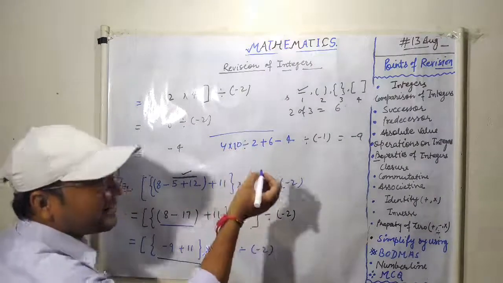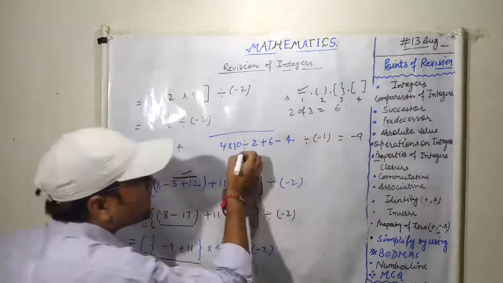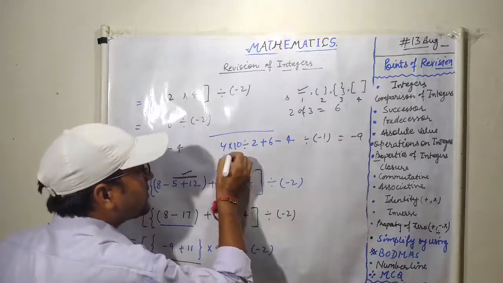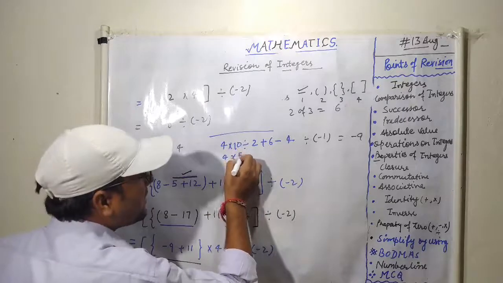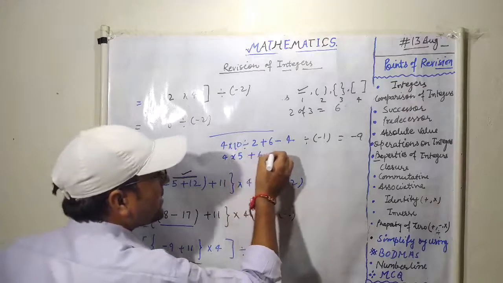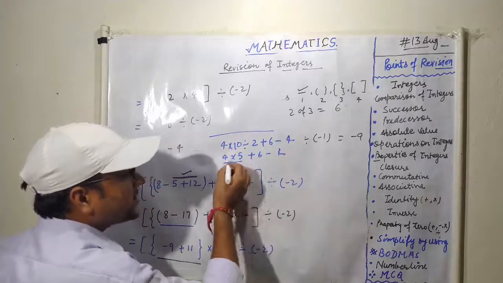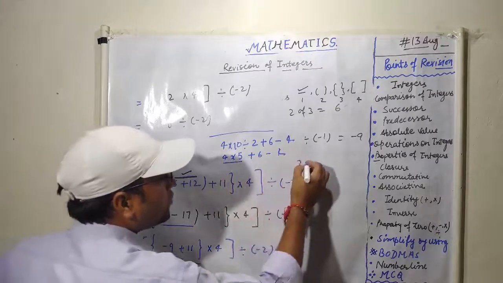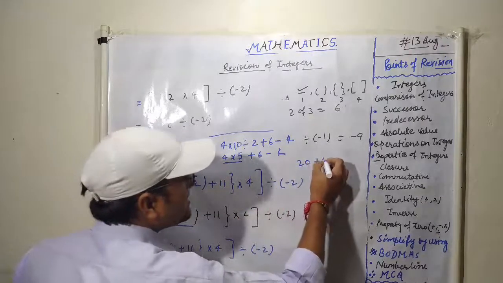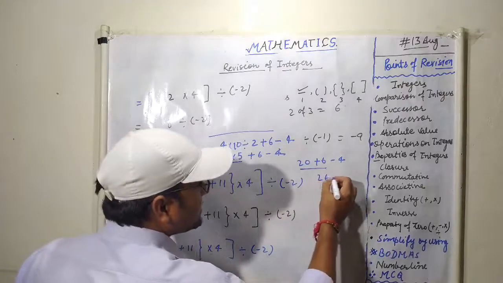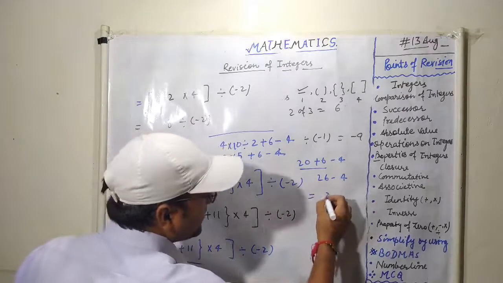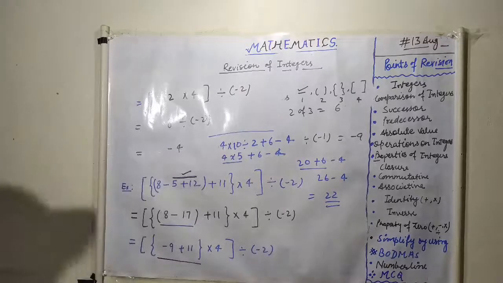Here, off and brackets are not given, so division comes first. First you do this division: 10 divided by 2, you will get 5. Plus 6 minus 4. Then after multiplication, 5 multiplied by 4 is 20. 20 plus 6 minus 4. Then after addition, 26, and in the last you will do the subtraction. So your answer is 22 for this case.